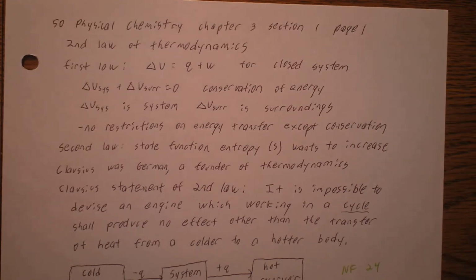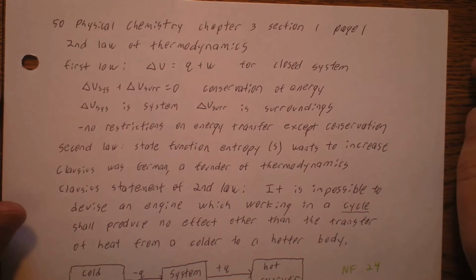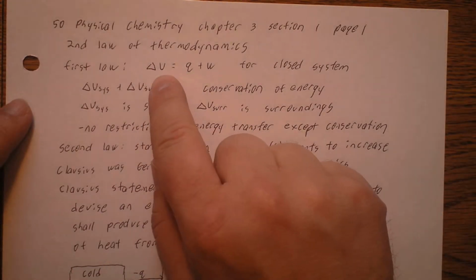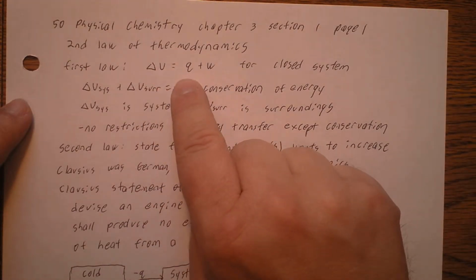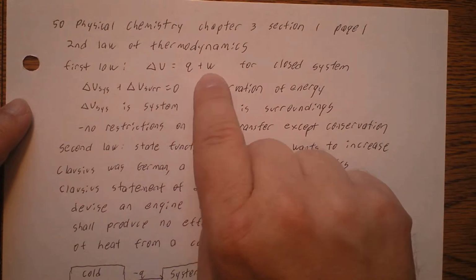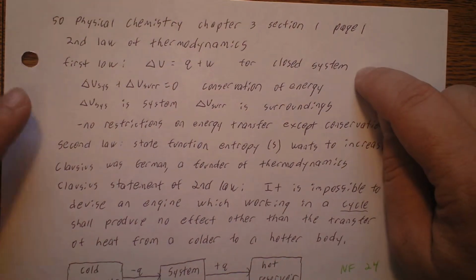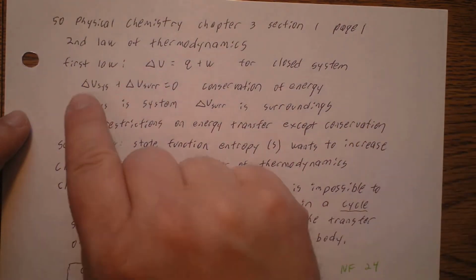Continuing on physical chemistry, we're now beginning chapter 3 with section 1. In this chapter, we're going to talk about the second law of thermodynamics. Now remember, the first law of thermodynamics said that the change in internal energy was equal to Q plus W, with Q being heat, W being work. This is only true for a closed system.